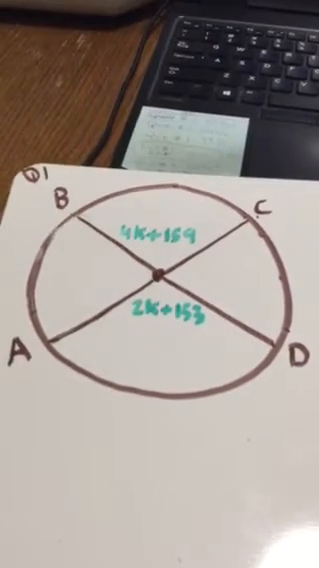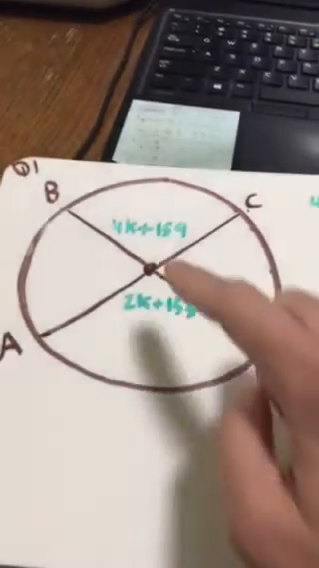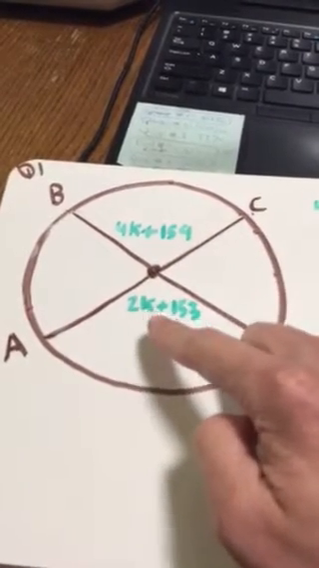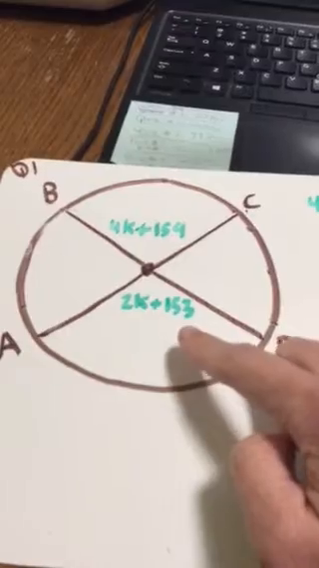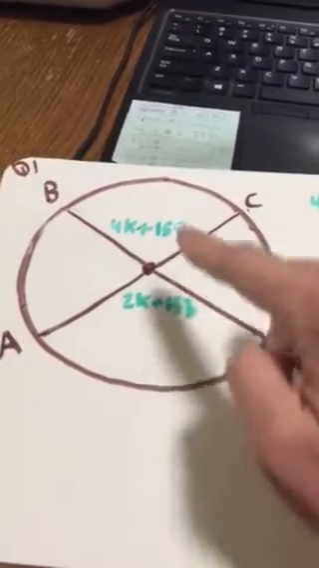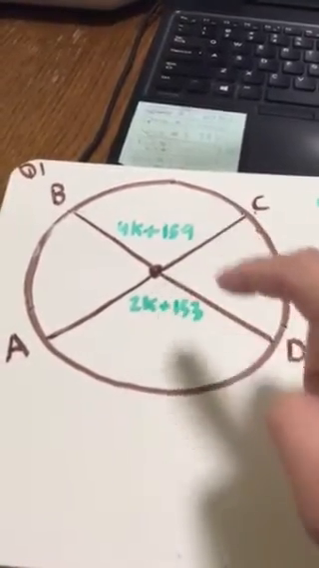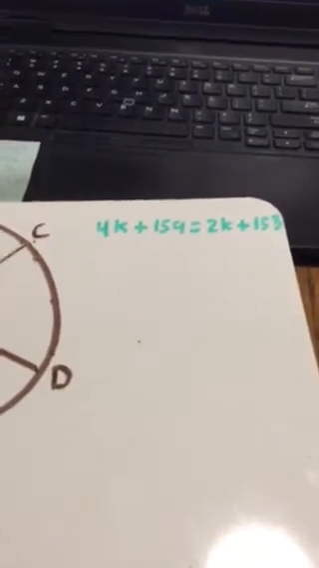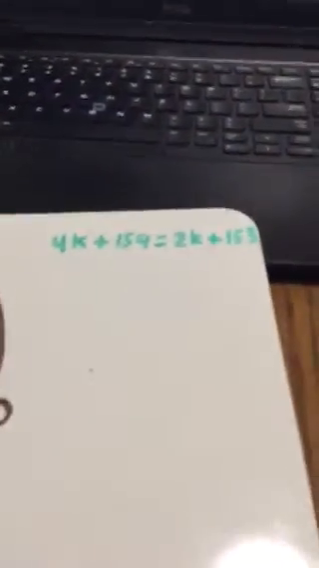Now the first thing I notice is that with the given information, we have the 4K plus 159 and the 2K plus 153. Well, what we have here is vertical angles, and vertical angles are congruent. So we can set them equal to each other. After you set them equal to each other, then you just solve for K.